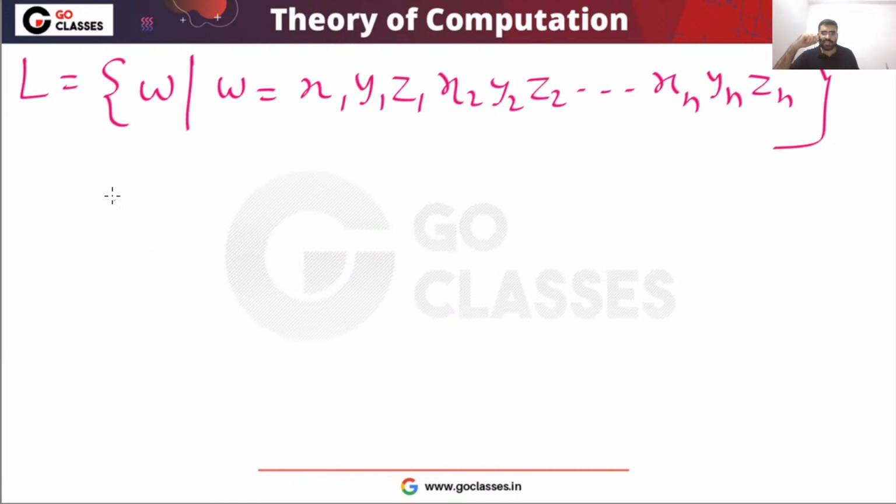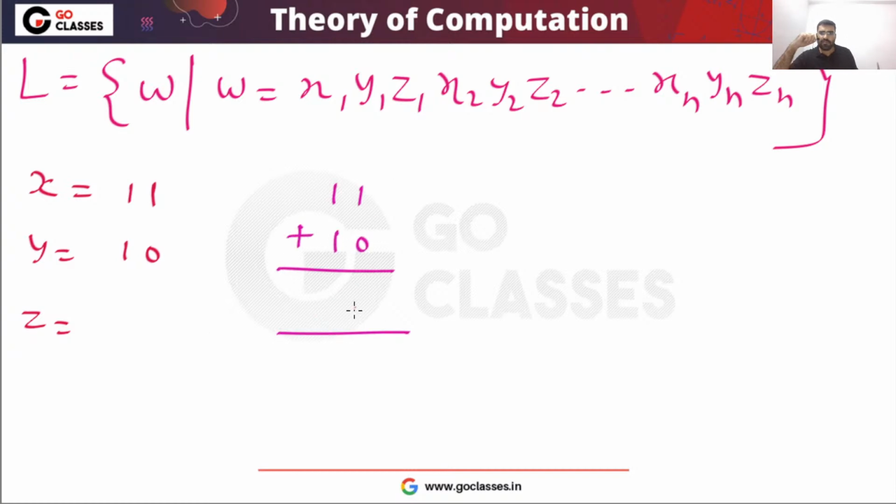What strings are in the language? What strings are not in the language? For example, let me assume if x is this and y is this, then what will be z? Tell me. 1 plus 0 will be 1. 1 plus 1 will be 0, and there will be an out carry, that is 1.